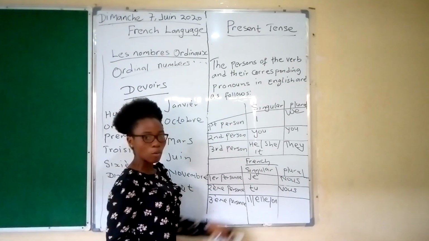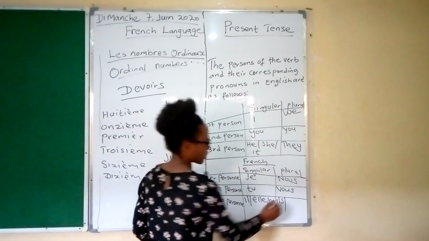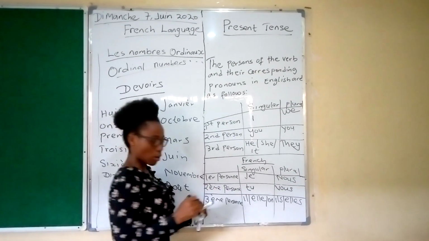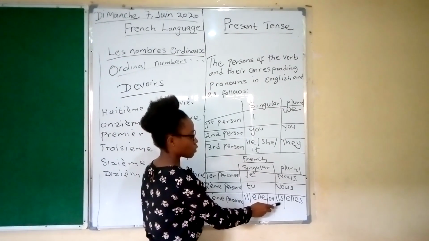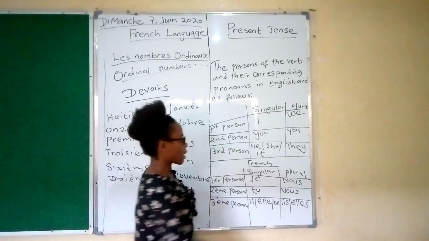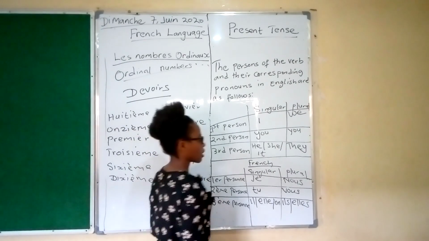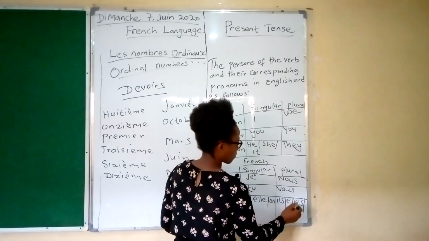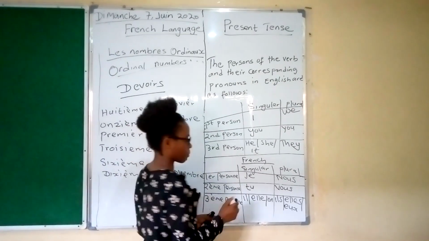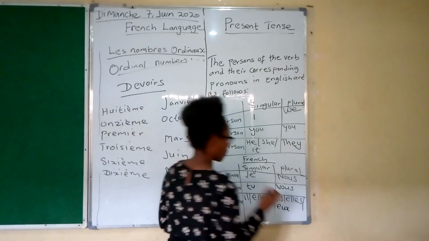Then the plural form of it is ils. That is they. Okay? Elles is also they. Now note something. This ils is referring to plenty of boys. It's referring to boys. And this elles is referring to girls. Okay? Alright. Eux. Okay? Them. That is what? Them. Eux. Alright.